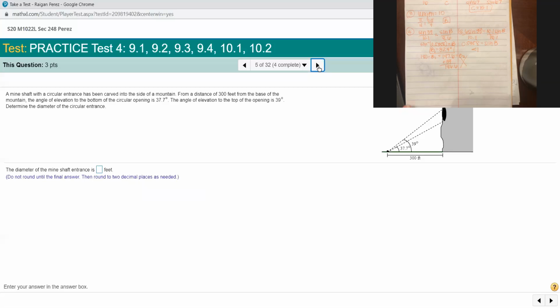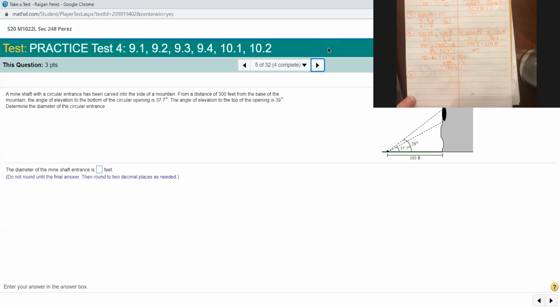All right, number 5. I'm gonna have to move this a little bit because there's a picture. Oh yay, these were fun. Okay, so a mine shaft with circular center has been carved in the side of a mountain. It wants us basically to find the opening. So we've got 2 triangles. So let's do the big one first.